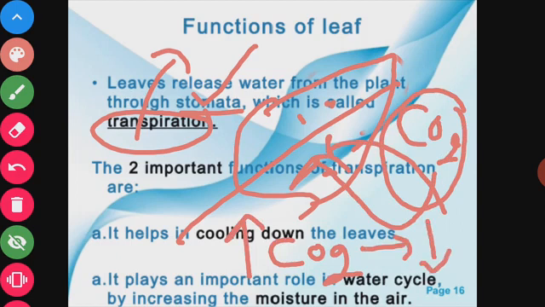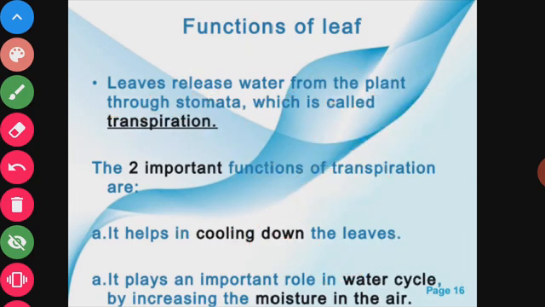In leaves the concentration of carbon dioxide is less, and by the process of diffusion, this carbon dioxide moves from higher concentration to lower concentration into the leaves through these stomata, and in leaves the process of photosynthesis occurs and that carbon dioxide is used up.